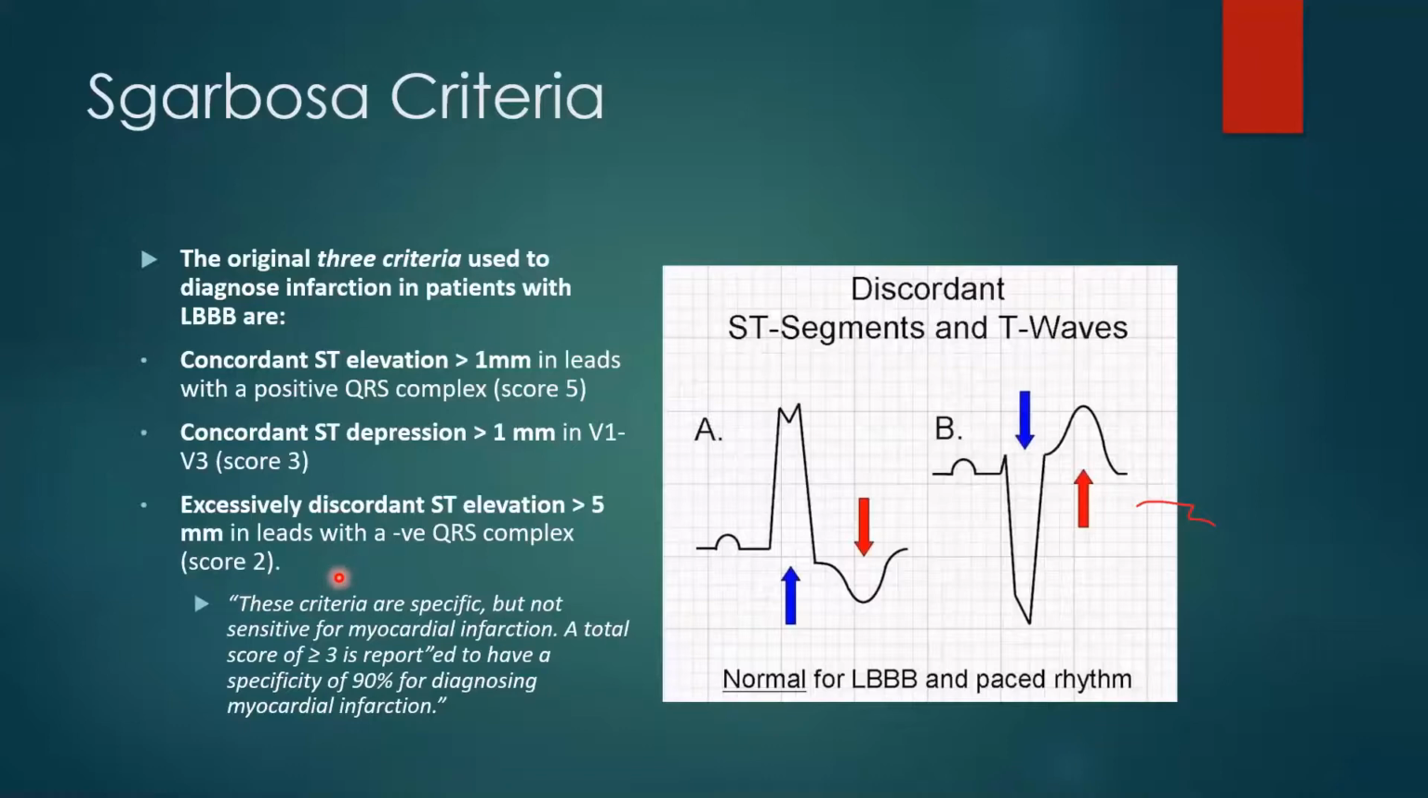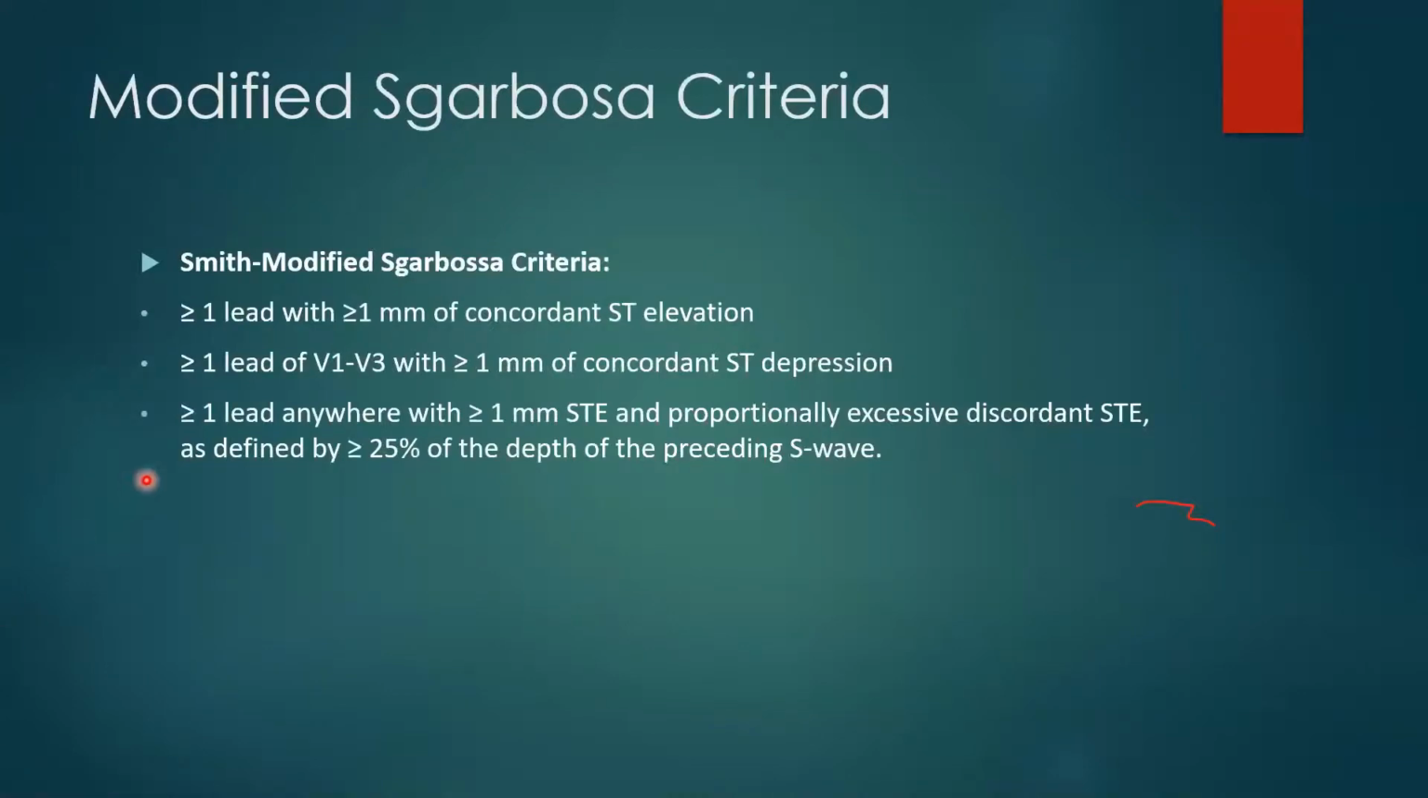This was developed in the 80s. It's a criteria that's very specific, but it wasn't actually very sensitive to myocardial infarctions. It was about 90% specific, but its sensitivity wasn't great. So another doctor in the early 2000s, Dr. Smith, came out with the modified Sgarbossa criteria, which basically has the first 2 things the same: the concordant ST elevation and the concordant ST depression. Those 2 stayed the same.